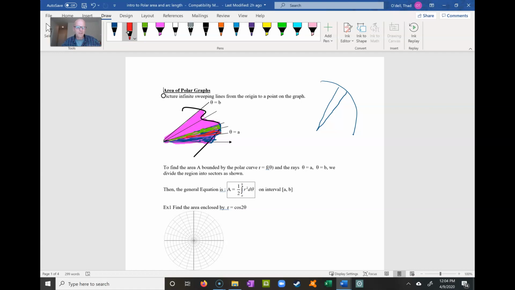But just like if you remember in Calc 2, when we let the thickness of the rectangles approach 0, then we'd have an infinite number of these teeny little rectangles. We're going to do the same idea here. We're going to let the angle that defines the sector approach 0, which means there's going to be an infinite number of these little sectors, and then it'll be the exact area.